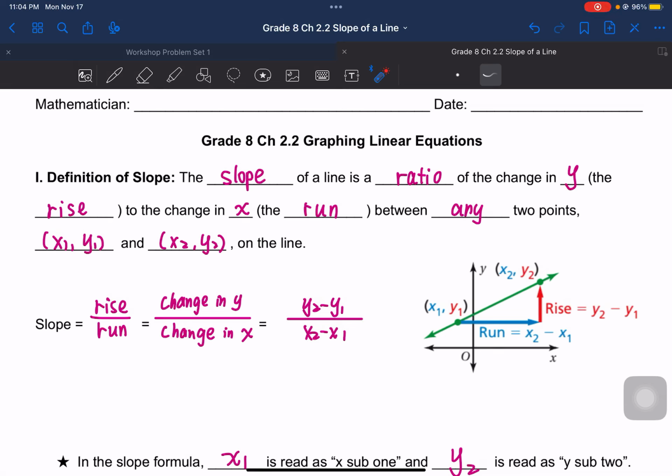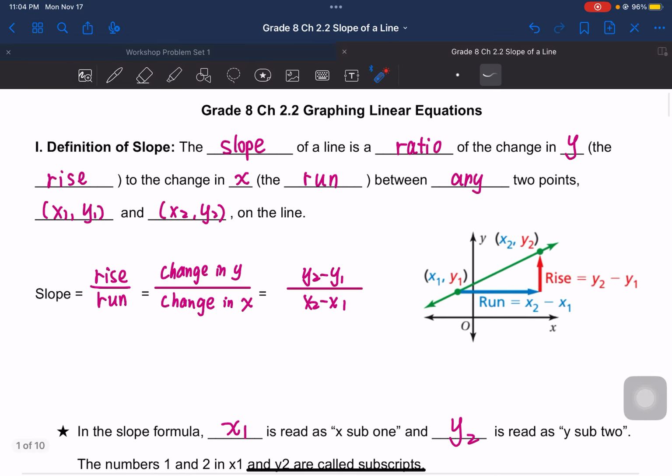Good morning, this is Miss Yu, and today I'm gonna complete the chapter 2.2 Graphing Linear Equations notes together with you. So let's quickly review how can we calculate the slope.